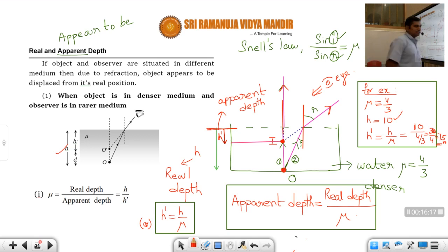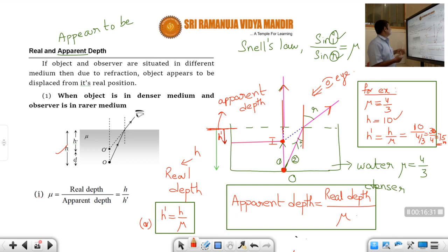Okay, you go to some water tank, or you take some water bottle and drop a coin, and then if you see from top, you will see it nearer. You will see that the object appears to be nearer to you. Okay, that's called apparent depth. I hope students you understood.